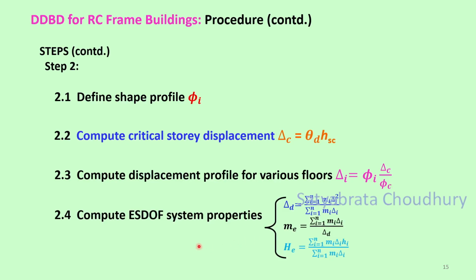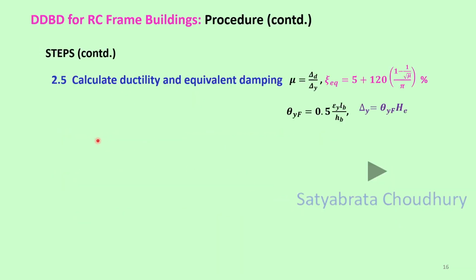Compute the equivalent single degree of freedom system properties delta D, ME, HE as discussed earlier. Then calculate ductility and equivalent damping. Ductility is delta D by delta Y, and equivalent damping is by the formula we have discussed, where delta Y, which is used here, is equal to theta YF into HE, and theta YF is the frame yield rotation equal to 0.5 epsilon Y LB by HB. This we have discussed in the previous slide.